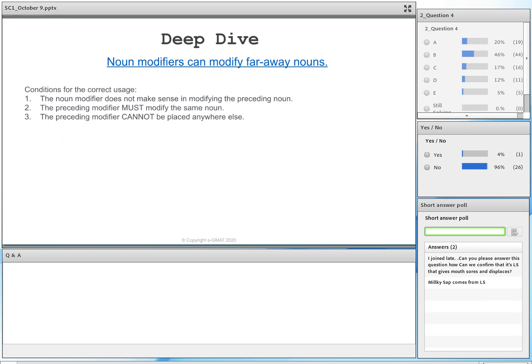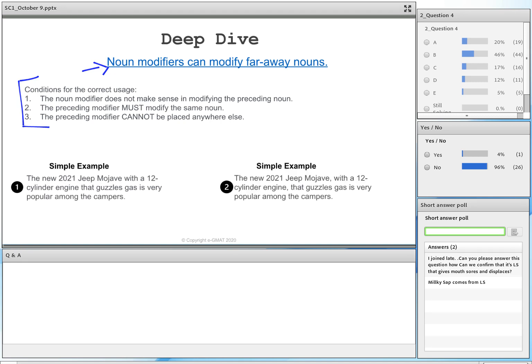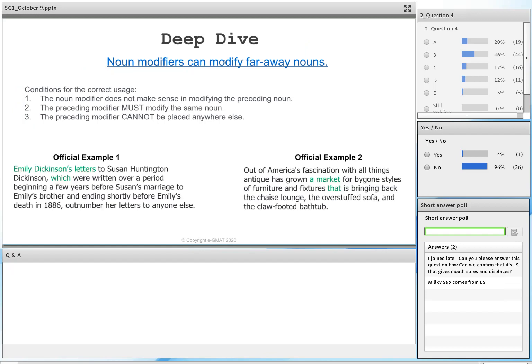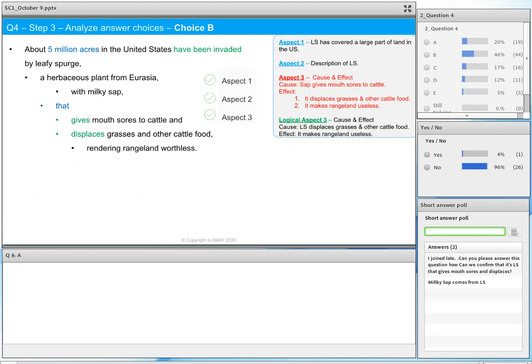So this is what I was talking about. Noun modifiers can modify a faraway noun. These are the conditions, but again, if you look into the article, you will have much more explanation. There are a lot of official questions that apply this structure. So it's not that there will be no application of this nuance. One of the questions we just solved, leafy spurge, is an example. Also, we have two official questions in which this structure has been employed.